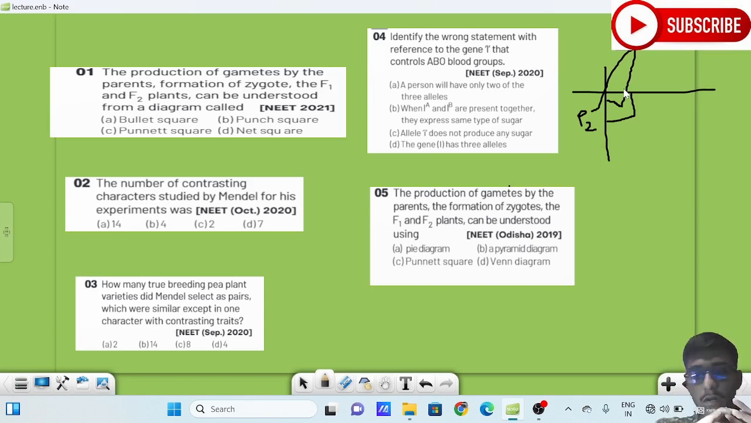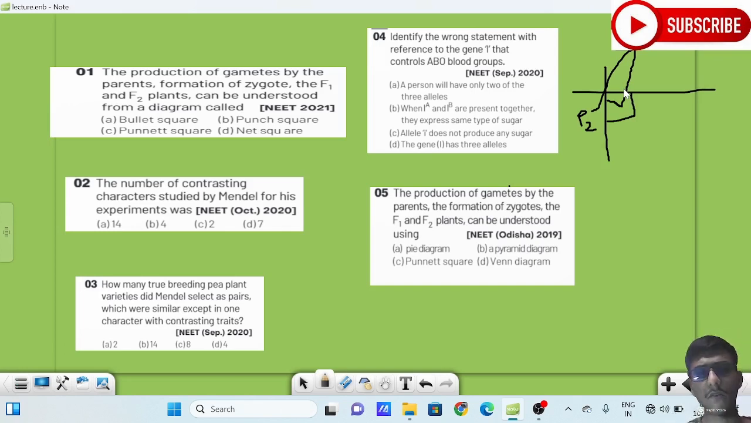Next, question number 2. The number of contrasting characters, contrasting meaning 2 different types, studied by Mendel for his experiment. We know that 7 contrasting characters were taken by Mendel in his experiment. He did his experiment in the pea plant Pisum sativum, having a diploid number of 14, 2n equal to 14. So the option is D, 7.